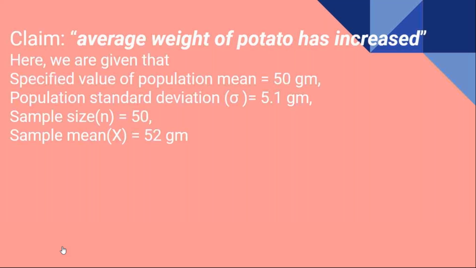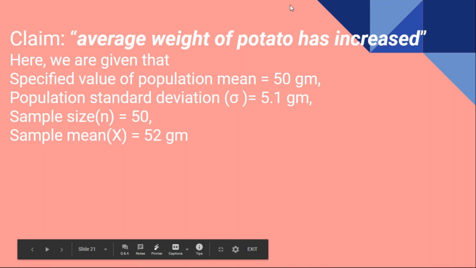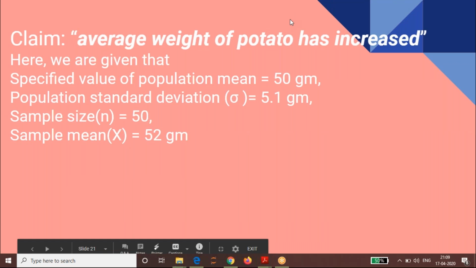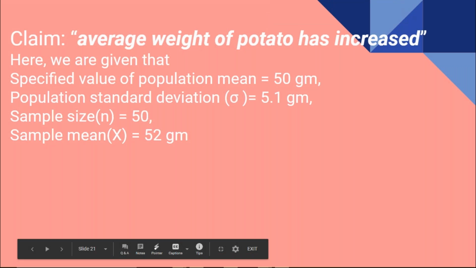So here our claim is that the average weight of potato has increased. In our problem, we are given the population mean, which is 50 gram, the population standard deviation, which is 5.1 gram, the sample size, and the sample mean. Now let's solve this problem by following the steps.